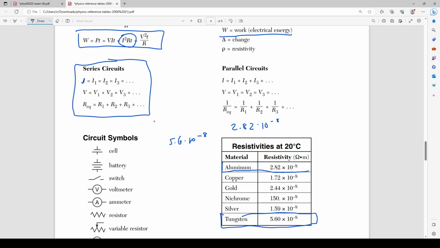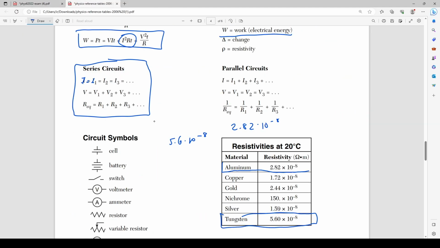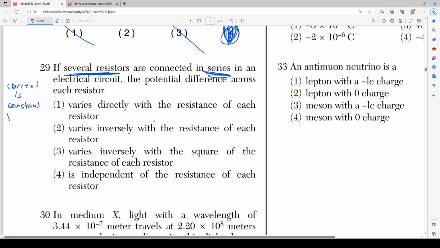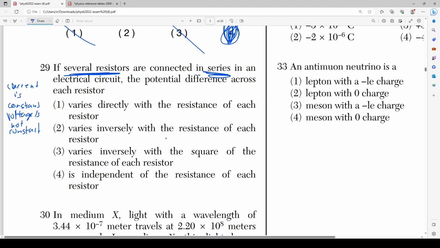I'm going to notice that I is equal to I, so I know that my current is constant. And I'm going to notice that my voltage is not constant. Since I'm dealing with resistance, I'm also going to quickly write down my resistance formula, R equals V over I.